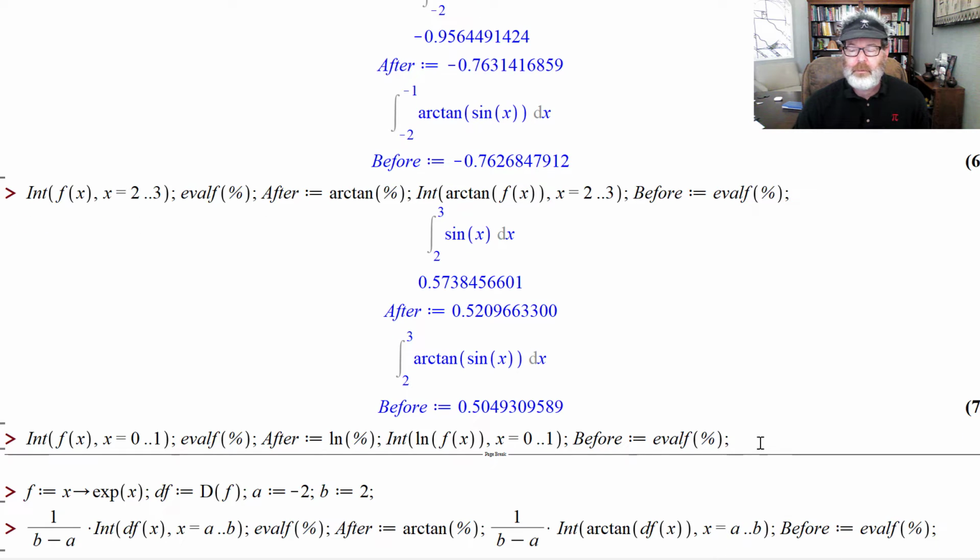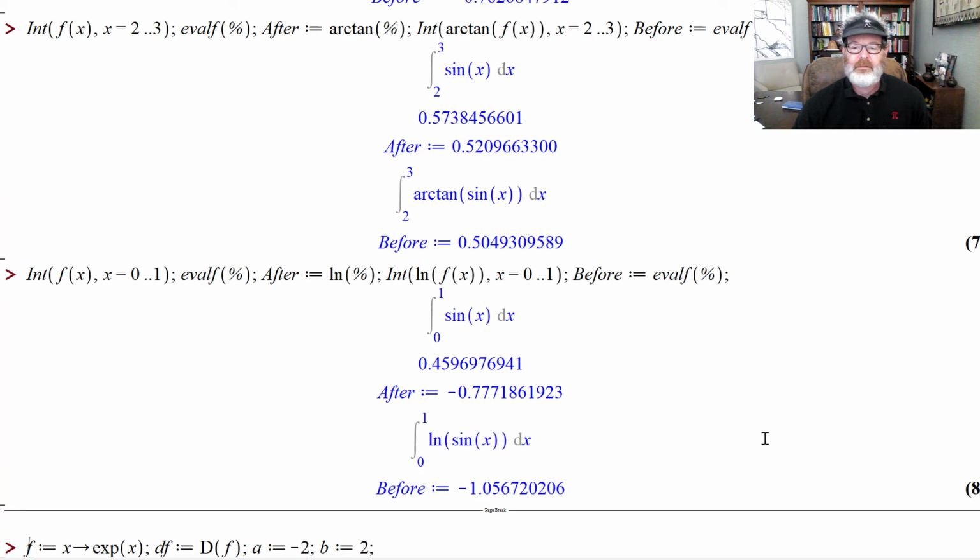And one more concave down function. So arctan is concave down. So is natural log. That's concave down on 0 to infinity.